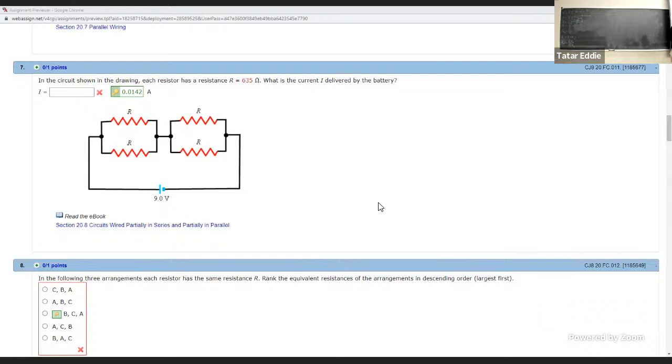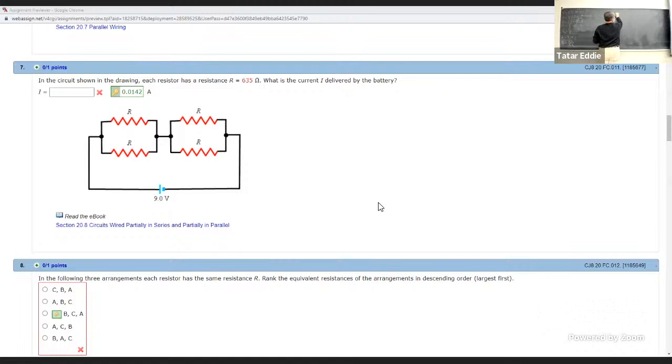So what you have to do here is to recognize that to find the current that goes through the battery, you have to replace this system of 4 resistors with a single resistor. And here is how to do it. So let's start with what you have on the board. 1 resistor, a second one, like this.